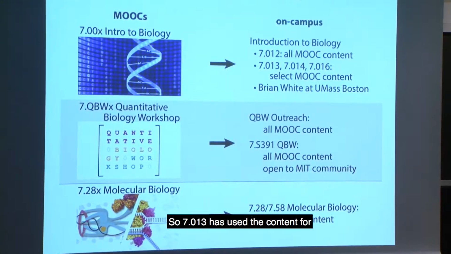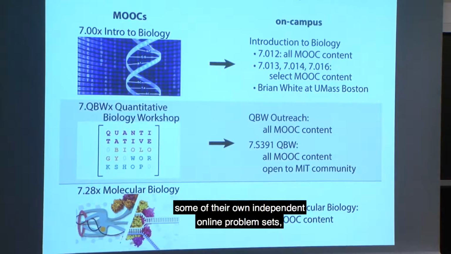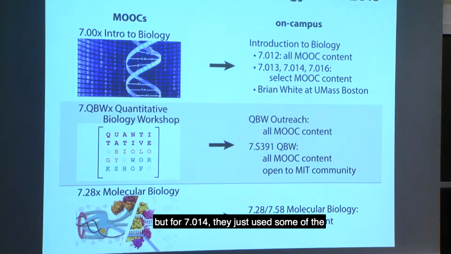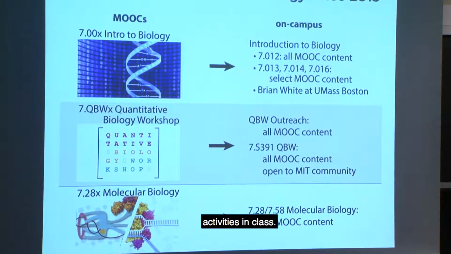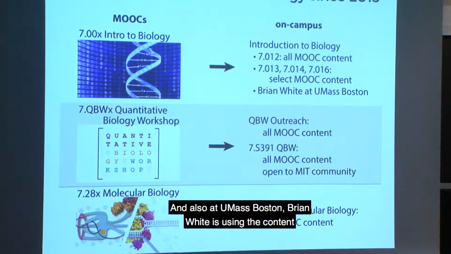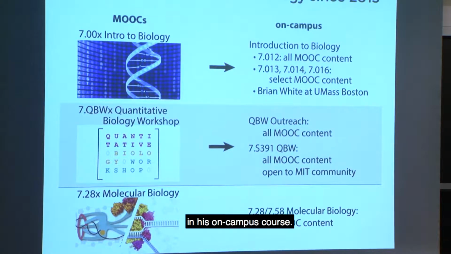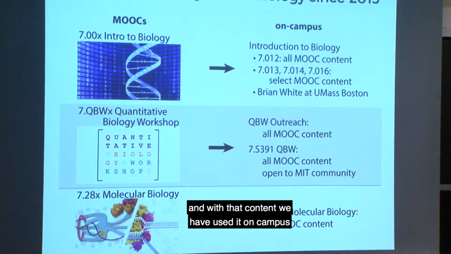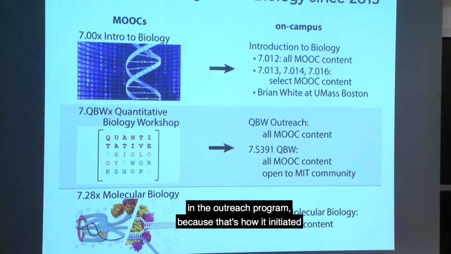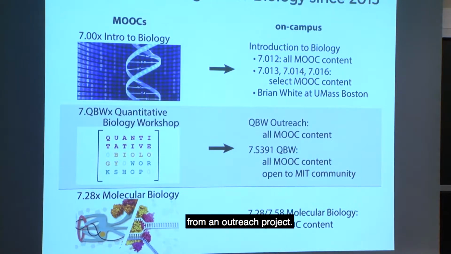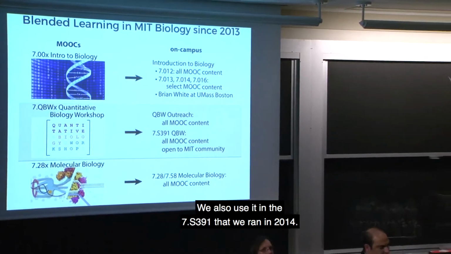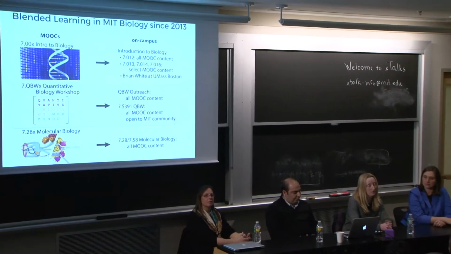So 701.3 has used the content for some of their own independent online problem sets, but for 701.4, they just use some of the activities in class. And also at UMass Boston, Brian White is using the content in his on-campus course. We also have a quantitative biology course. And with that content, we have used it on campus in the outreach program, because that's how it initiated from an outreach project. We also use it in the 7S 391 that we ran in 2014.